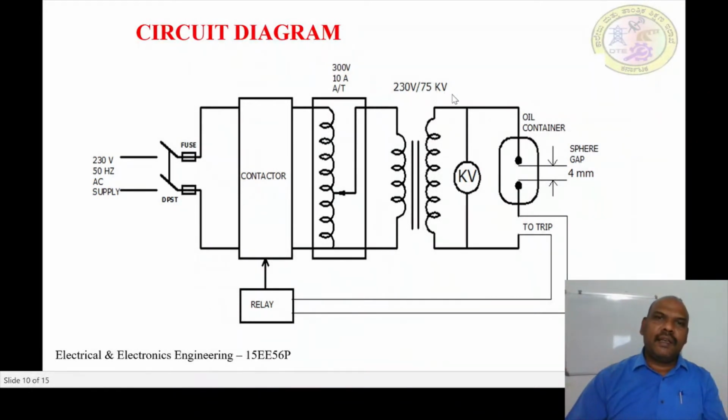There are many ratings available, and this is the container in which the transformer oil will be filled, and this is the sphere gap. The sphere gap will be adjusted for a gap of 4 mm, and this is the contactor which will automatically trip when the oil breaks down. So now let us see the demonstration of this experiment.